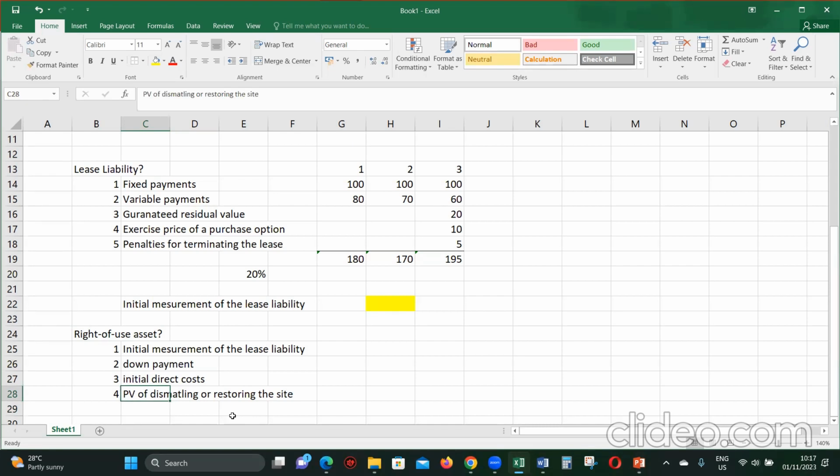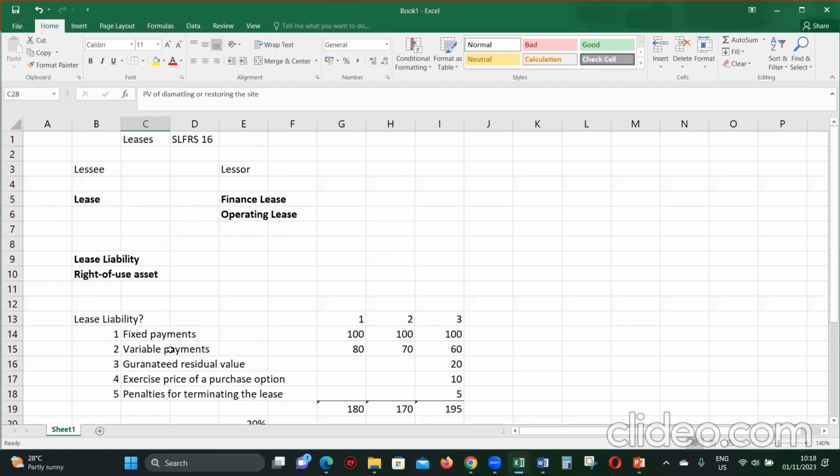It is in the future that this is dismantled. It is in the future that the site is restored. You have to take the present value. Just like PPE, you have to take the present value of those. So these are the 4 components coming under right of use asset. So initial measurement of the lease liability plus down payment plus initial direct cost plus present value of dismantling or restoring the site. Right? So basically, you need to remember this, lease liability and right of use asset.